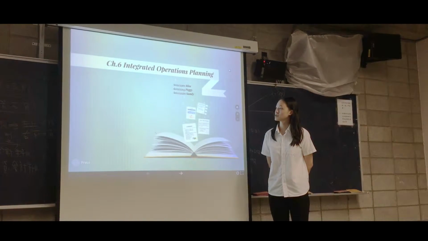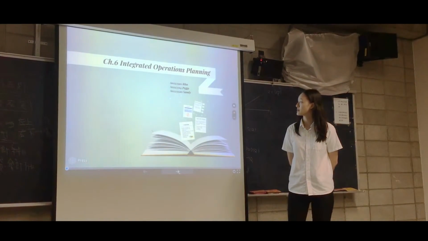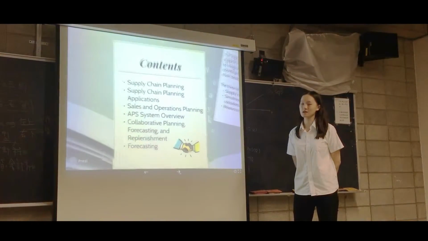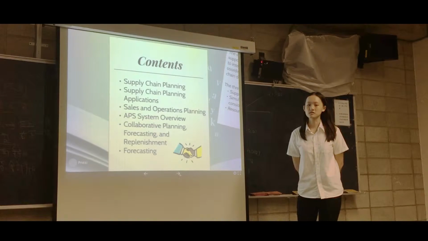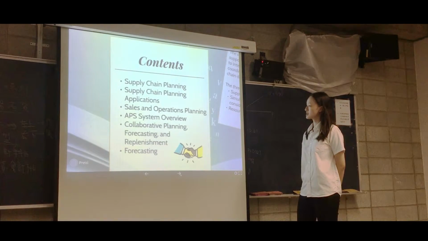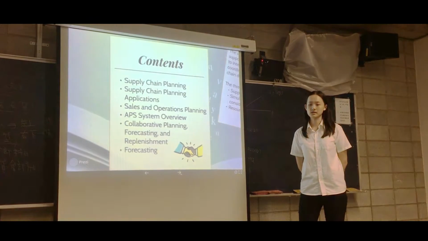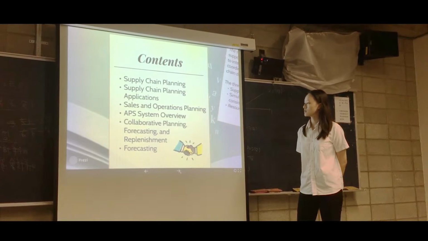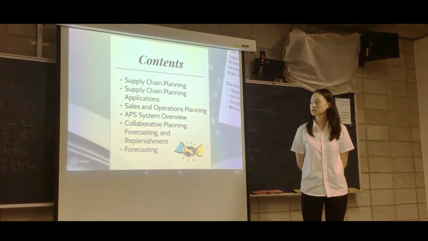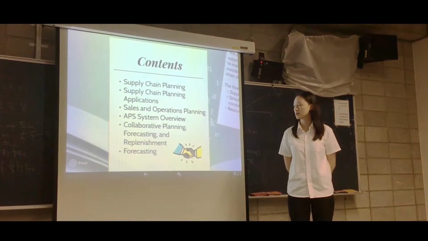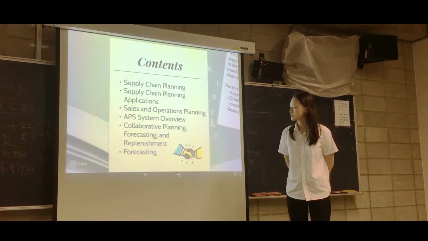Our topic is Chapter 6, Integrated Operations Planning and Unpacking. This is our content. First, we will talk about supply chain planning and its applications, and also sales and operations planning. Then there is the overview of the APS system, and we will also talk about collaborative planning, forecasting and replenishment.